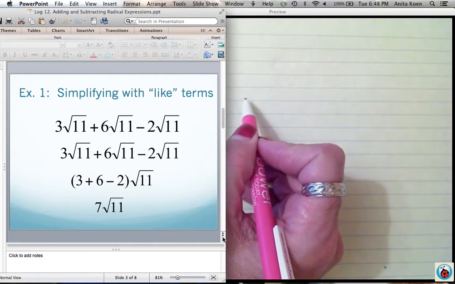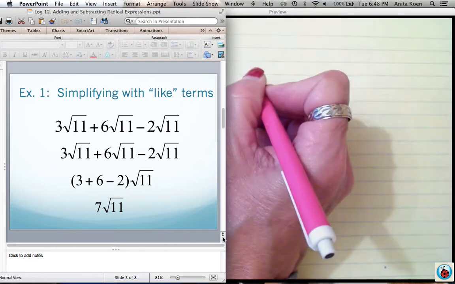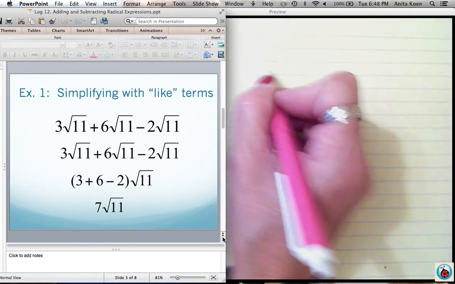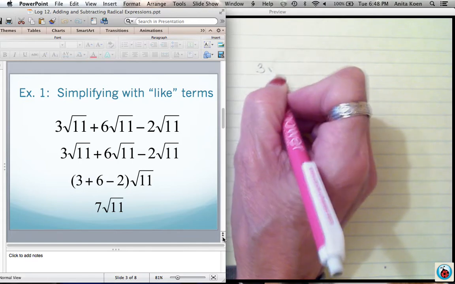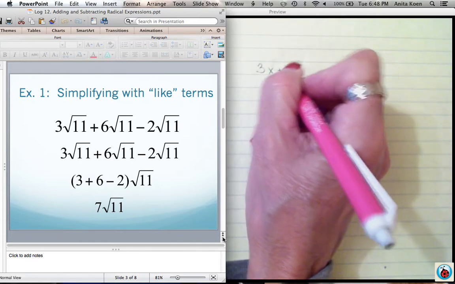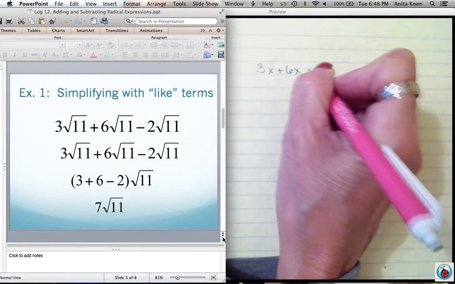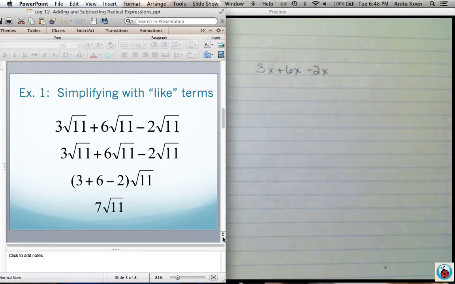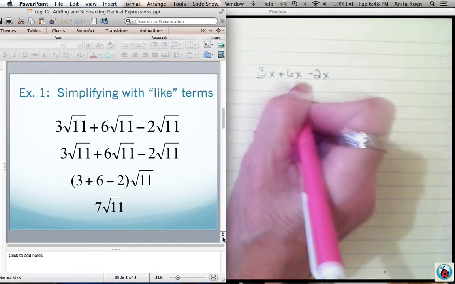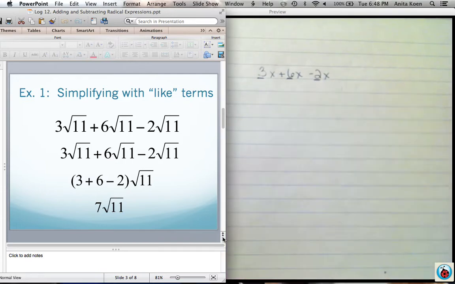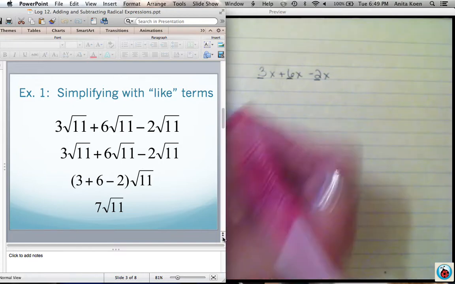I'd like for you to think back, if you will, not to Algebra 1, but to Math 1. And I'd like for you to recall problems that look like this: 3x plus 6x minus 2x. Remember that when we did these kinds of problems in Math 1, we added like terms. They had to all have the same variable, and we were then able to add the numbers in front.